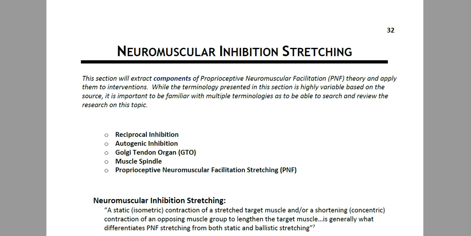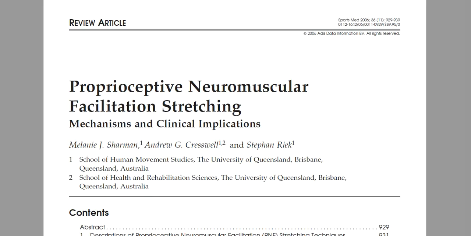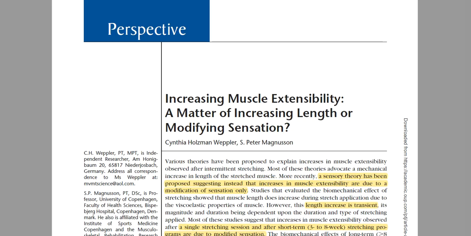Okay, so for this next video lecture, we're going to be going over some neuroinhibition techniques, which sometimes are known as proprioceptive neuromuscular facilitation, PNF type stretching techniques, but we'll go over some of the terminology and how that might be changing. I am going to include two other research articles that we'll highlight, so if you want to get these ready, this is the Melanie Sharman PNF stretching from 2006 article, and then we're also going to go over the Weppler 2010 increasing muscle extensibility in the physical therapy journal.